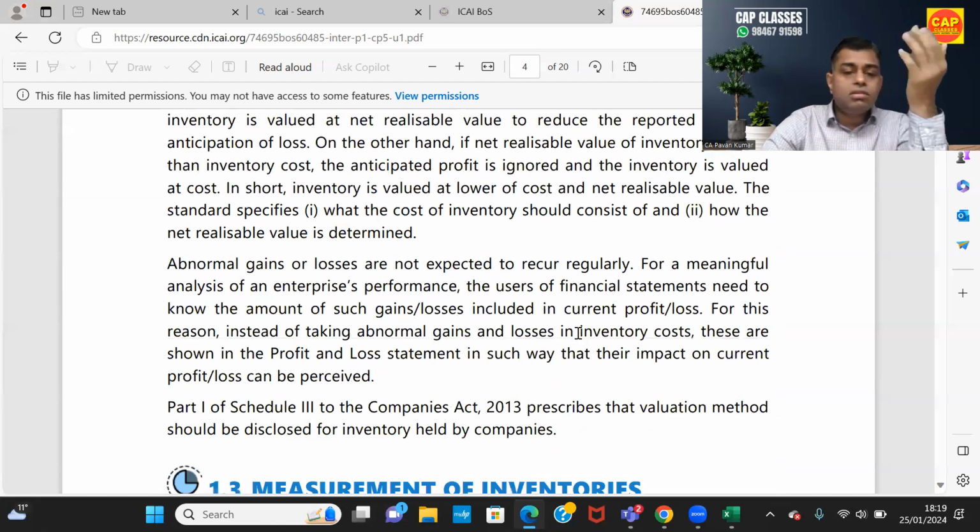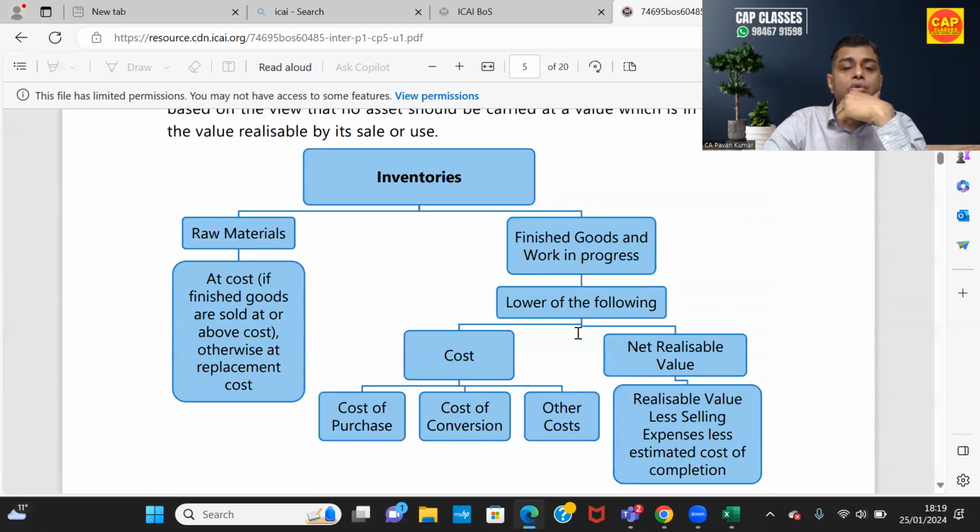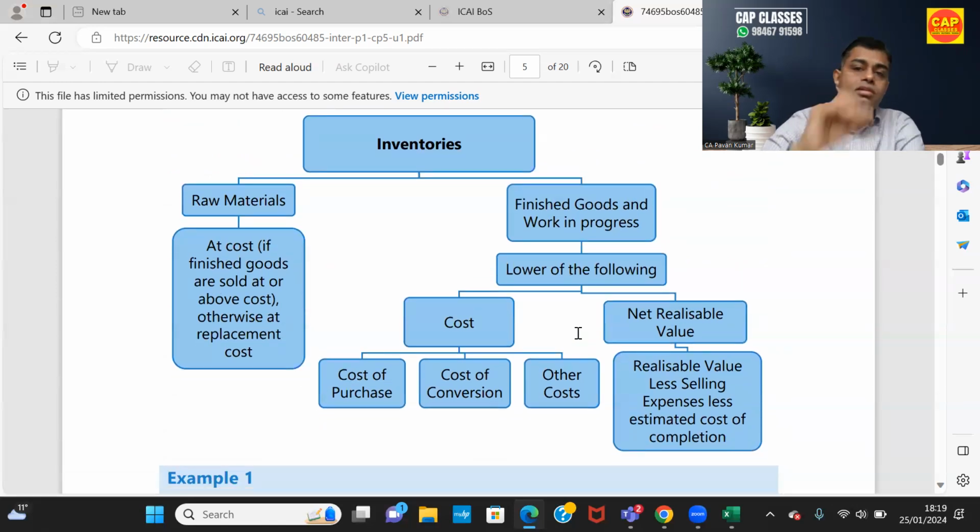Then they are giving all the other details. We'll come back to it later. So now look here. Simple. How is inventory to be valued? Raw materials, finished goods, and work in progress.